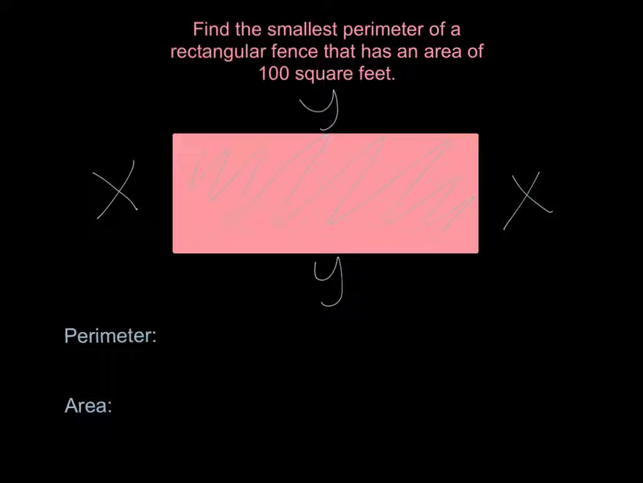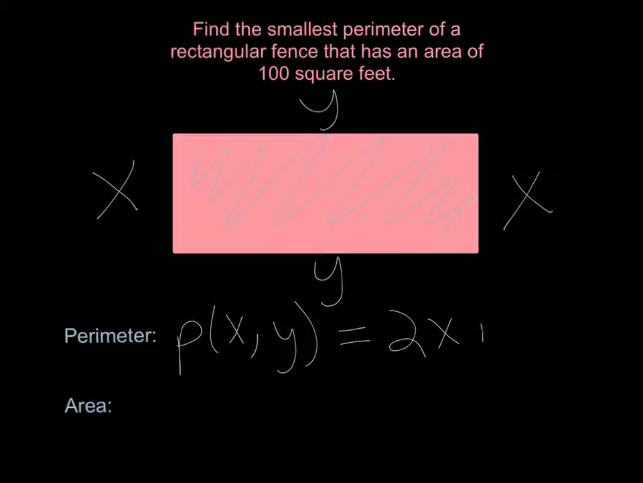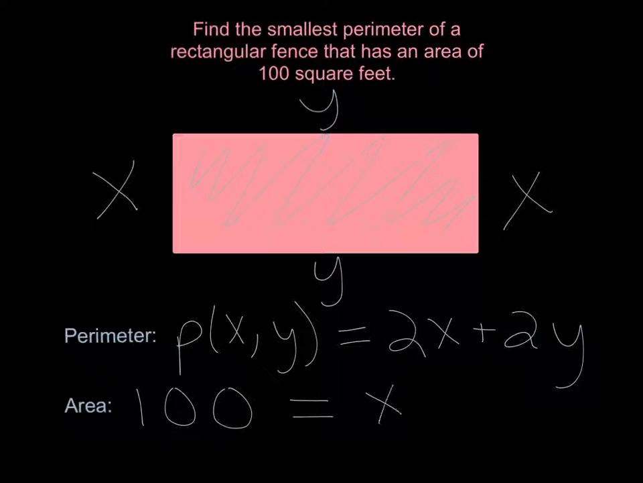We can now write the equation of the perimeter from our picture. I'm going to use the notation P(x, y) to denote perimeter, so we have 2x plus 2y for the lengths of the sides, and we know area is 100 square feet, so I can write 100 equals, remember area is x times y.